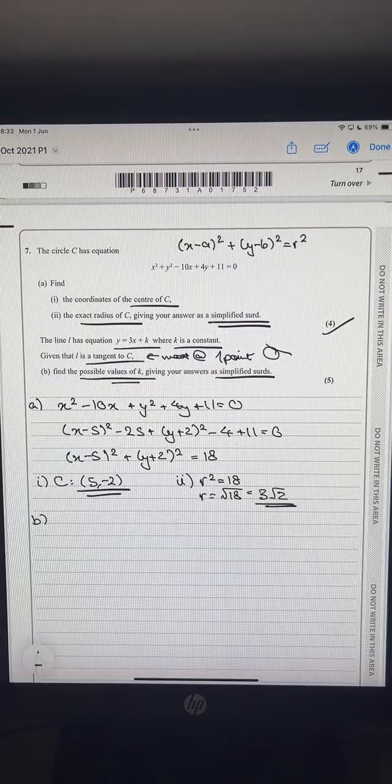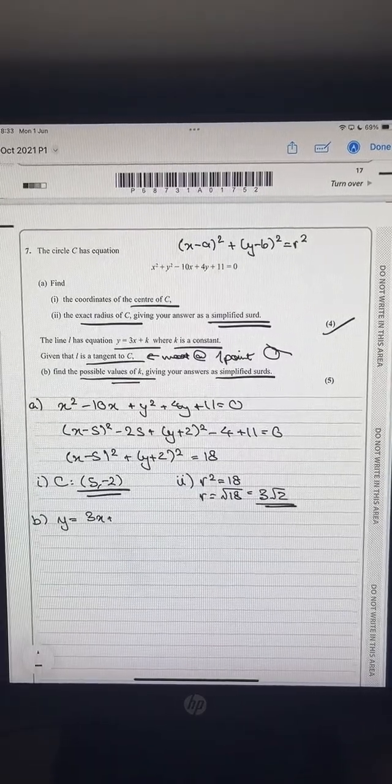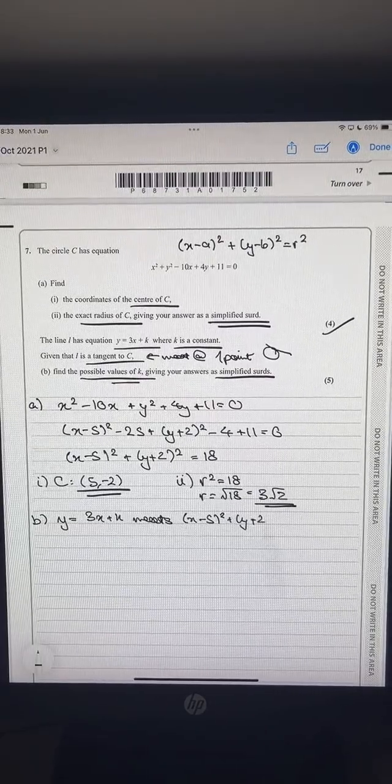So we know that there are probably going to be multiple values of k, or there could be a range of values for k. Don't worry, stay with me, Adela. Hopefully you won't fail. Hopefully. Okay, so we know that y equals 3x plus k. That line meets my circle x minus 5 squared plus y plus 2 squared equals 18 once.